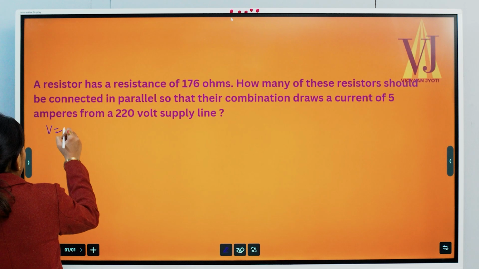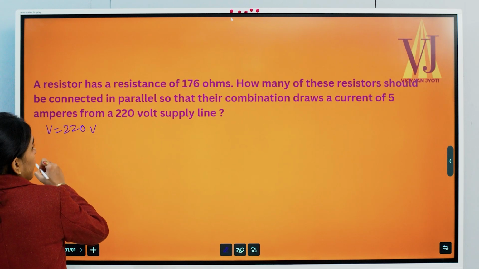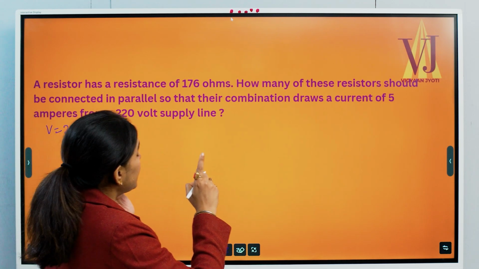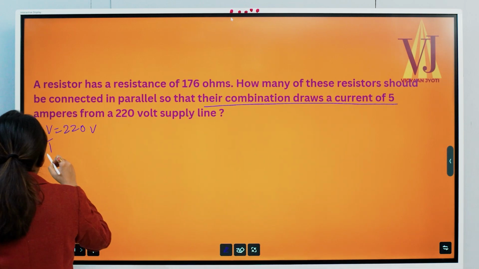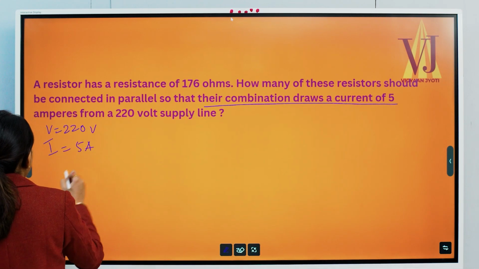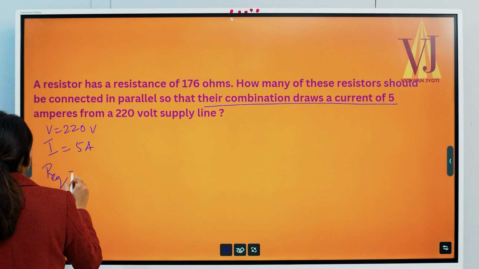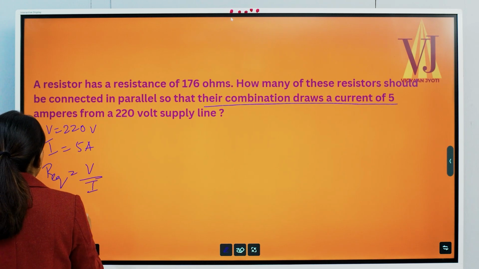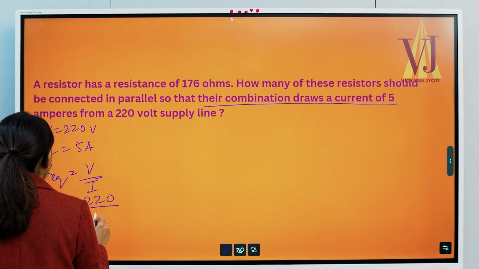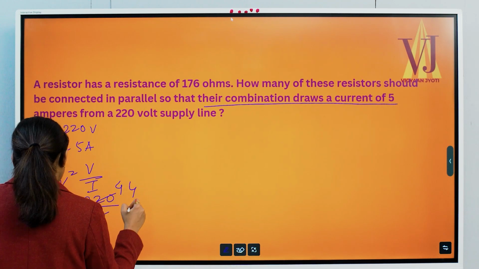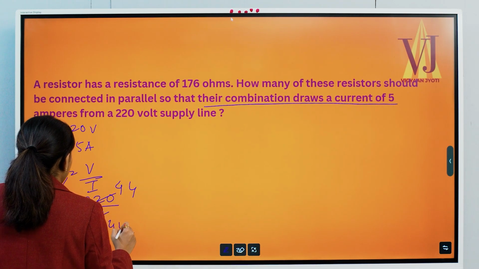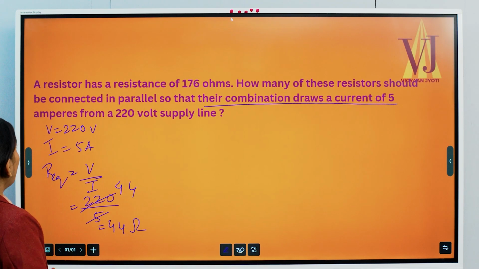My overall voltage is 220 volts, and their combination draws 5, that means my overall current will be 5 ampere. So my overall resistance will be V by I. What's my V? 220 divided by 5. 5 fours are 20, so that means 44 ohm. Clear? Now my equivalent resistance should be 44.